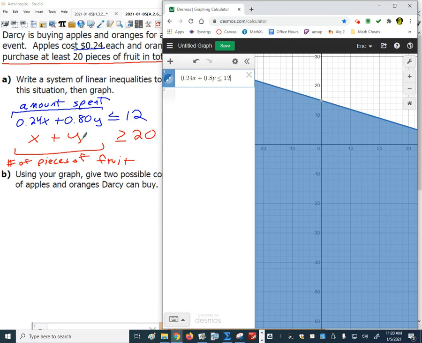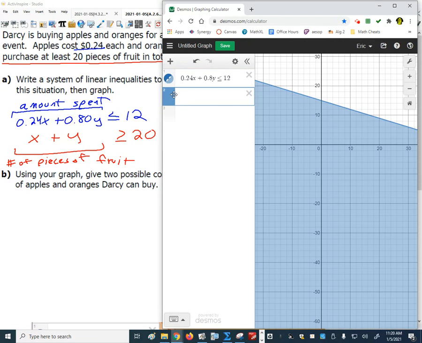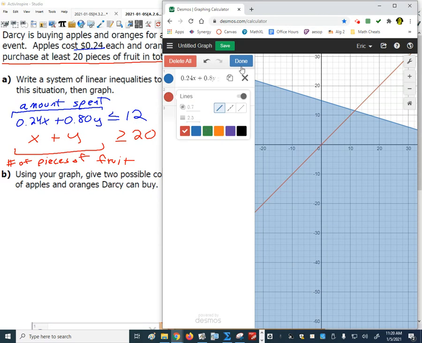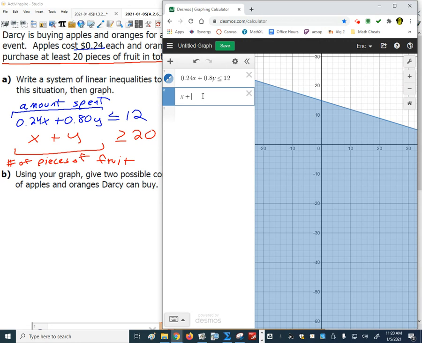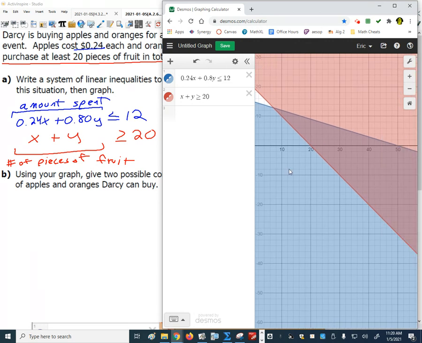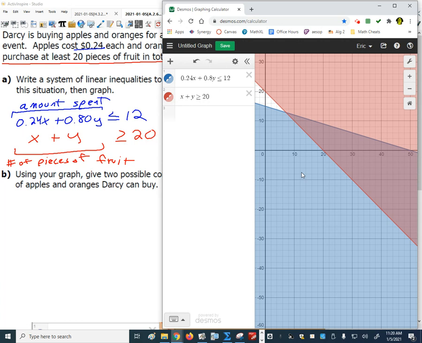And then I also want the inequality x plus y is greater than or equal to 20. Okay, and we can see there that that gives me that purple overlapping region, right? That gives me the collection of all of the infinite points that are part of our solution.